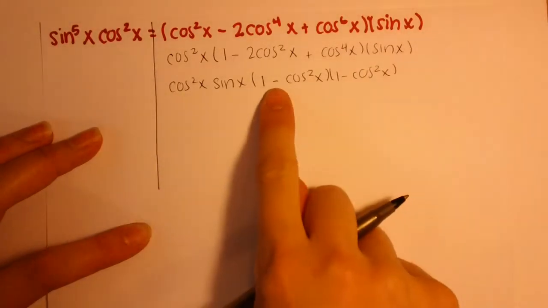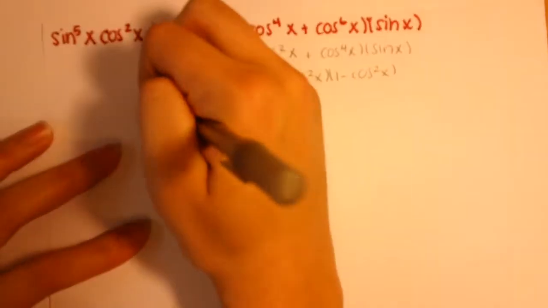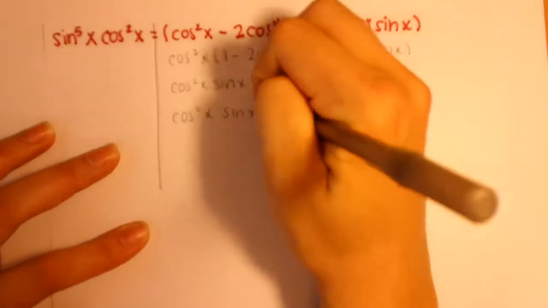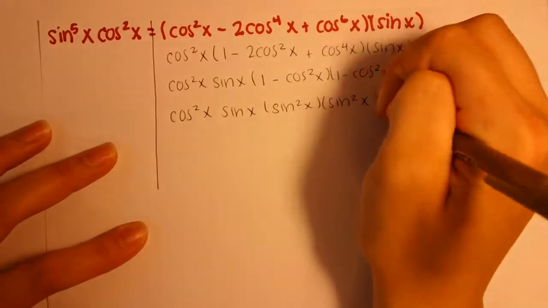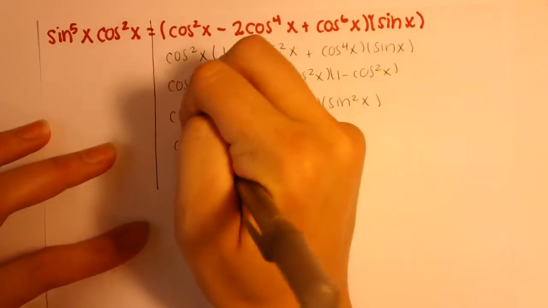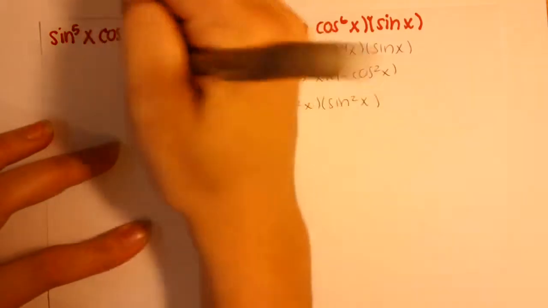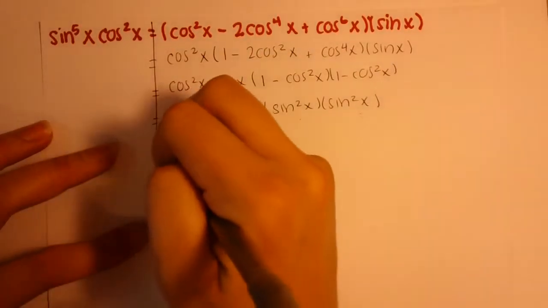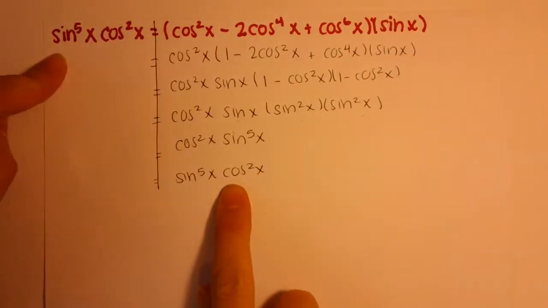And then from here, I know that 1 minus cosine squared x using our Pythagorean identity is the same as sine squared x. So I have cosine squared x sine x times this is sine squared x. And then this is sine squared x. And then I can multiply these together. I'll have cosine squared x. Here I can add my exponents. I'll have sine to the 5th x. And then from here, I can just flip them. And I'll have over here what I was looking for.